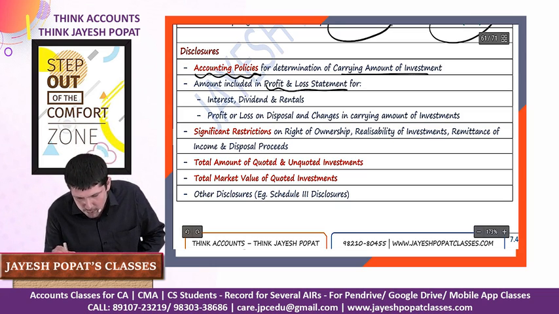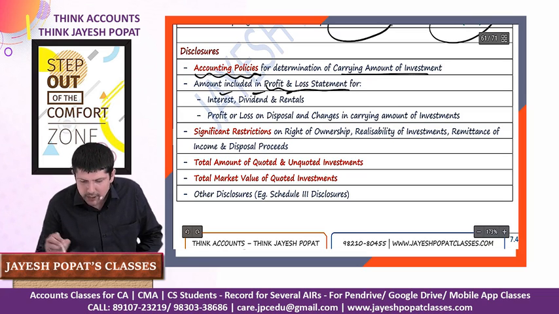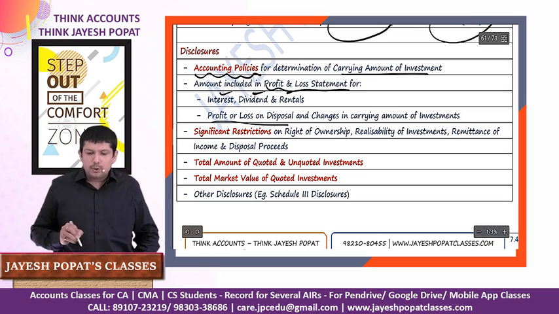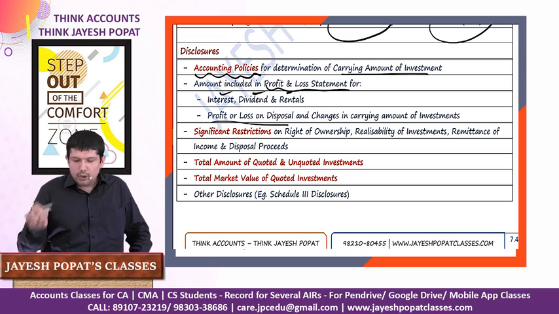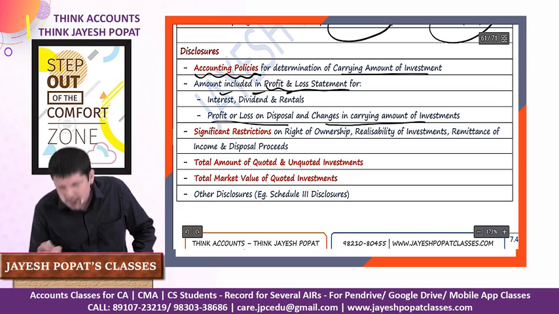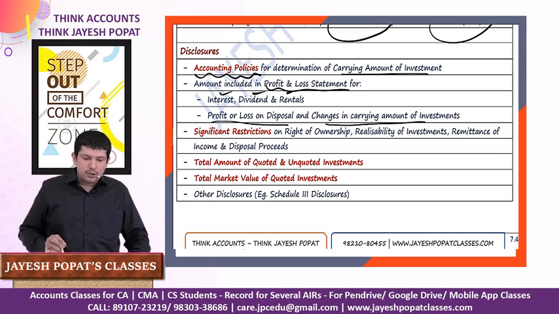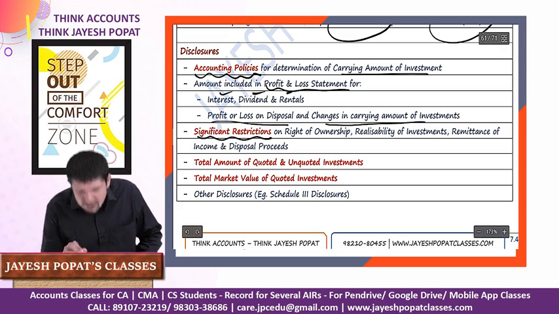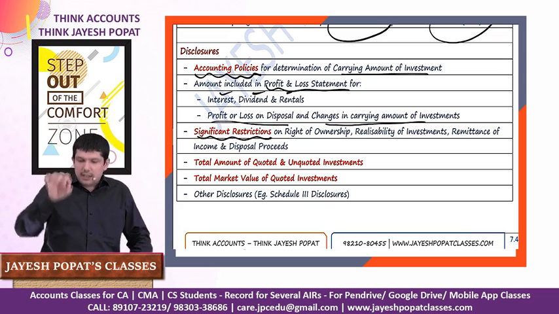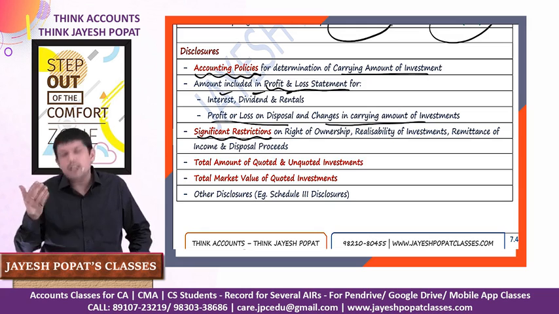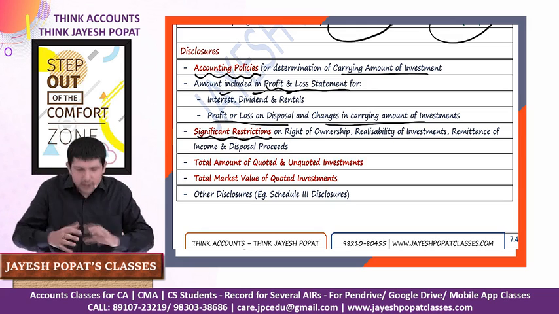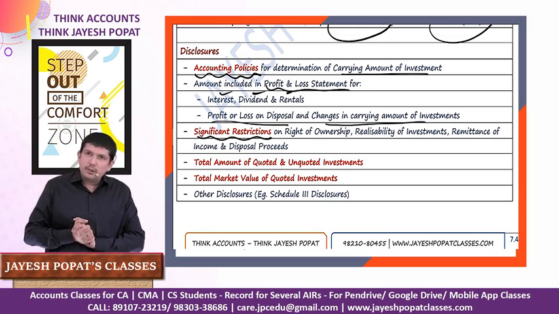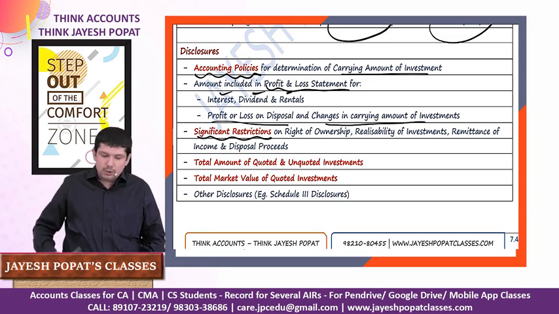Then we'll have to show how much of interest, dividend, rentals we have recorded in PL. If there's a disposal of investment, what is the profit and loss on disposal? If there is a change in the carrying amount of investment, we need to disclose it in the PL. If there are certain significant restrictions on the right of ownership, liability of the investment, remittance of the sales proceeds or the income related to the investment, we need to disclose it in the notes to accounts.